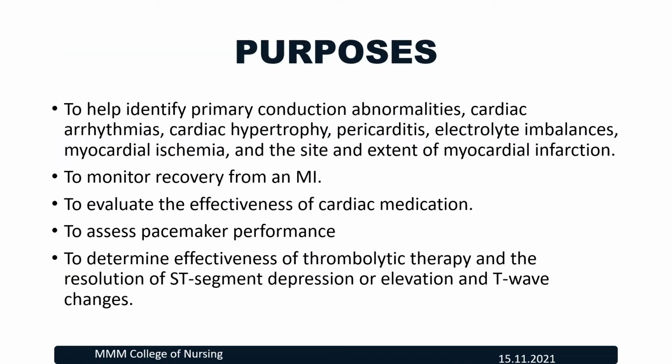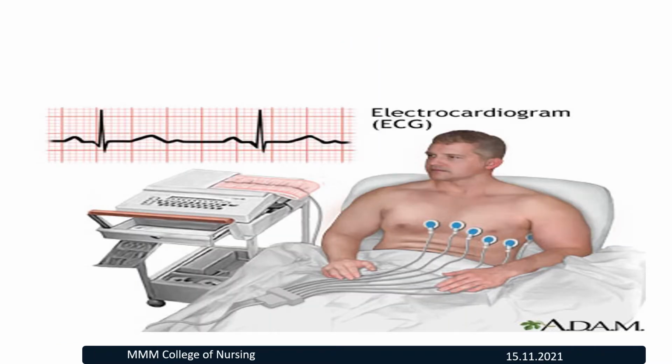The purposes of ECG: when we are doing the ECG, what is the purpose? Usually it helps identify primary conduction abnormalities, cardiac arrhythmias, cardiac hypertrophy, pericarditis, electrolyte imbalances, myocardial ischemia, and the site and extent of myocardial infarction. It is used to monitor recovery from an MI, evaluate the effectiveness of cardiac medications, assess pacemaker performance, and determine the effectiveness of thrombolytic therapy and the resolution of ST segment depression or elevation and T wave changes. This is the ECG image.